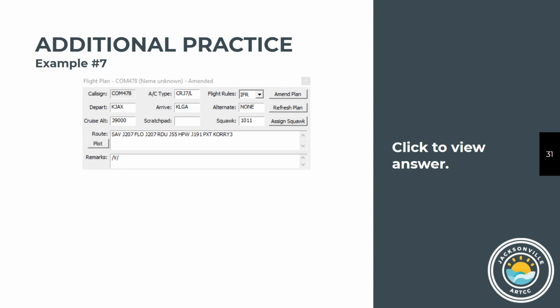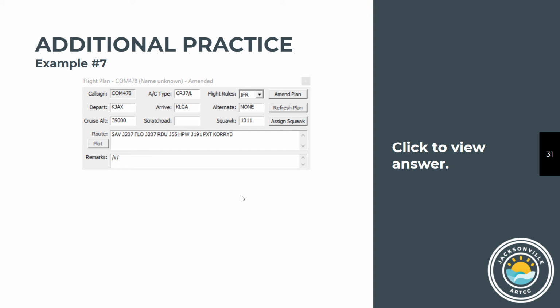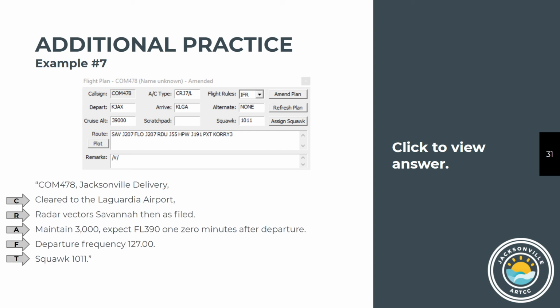Okay, another one. This is IFR. I'm going to pause here to let you take a look at it. And we're back. What happened? There we go. I hit a button somewhere. Sorry about that. Okay, Comair 478 Jacksonville delivery.